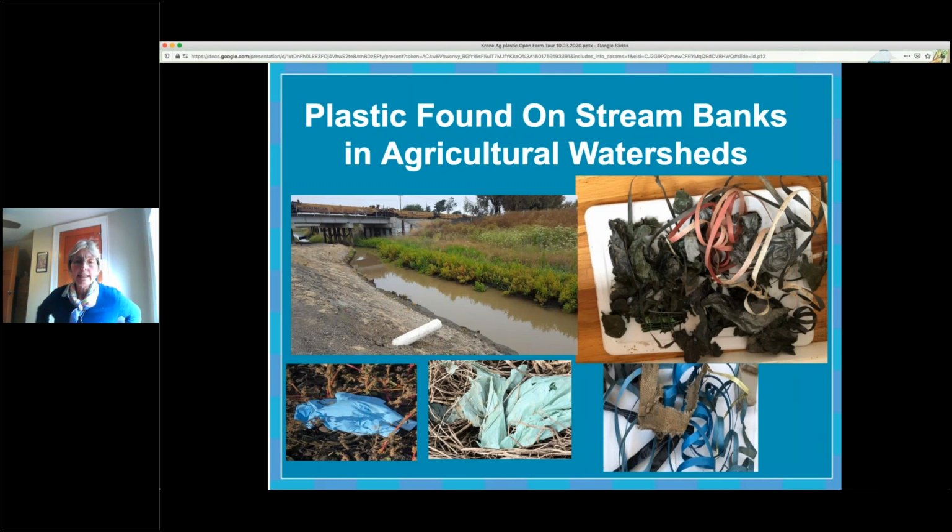So we asked the question, is plastic really getting into local streams and where those streams can carry it to the ocean? And so we did bank surveys. We went to 10 different agricultural streams in agriculturally dominated areas in Monterey County. And this is one picture of an example. We chose a quadrat next to that stream and removed the plastic from the soil and from the plant growth along the side of the stream.